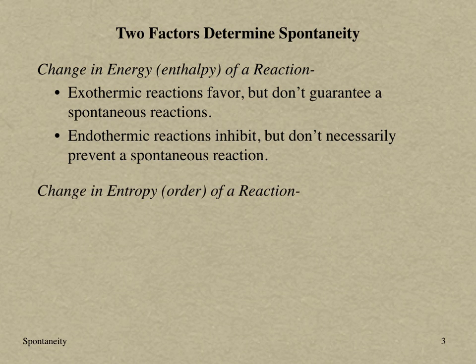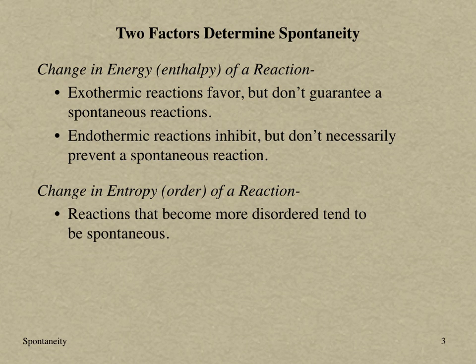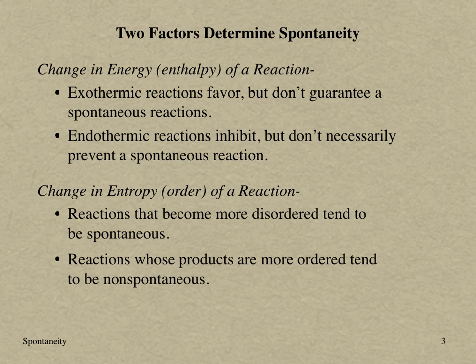The second factor involves the change in order during the reaction. That is, how does the order of the reactants compare to the order of the products? This factor is called entropy. Reactions that tend to become more disordered when converting reactants to products favor spontaneity. Those reactions whose products are more ordered than the reactants tend to be non-spontaneous. These two factors of enthalpy and entropy, along with the temperature of the reaction, determine if a reaction is or is not spontaneous.